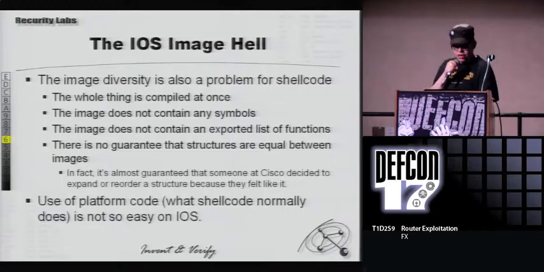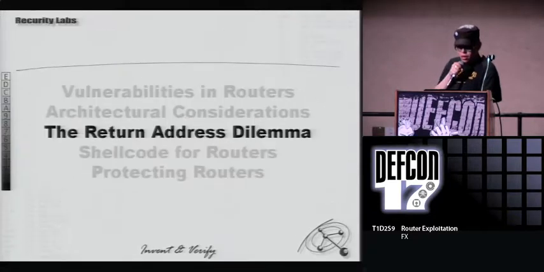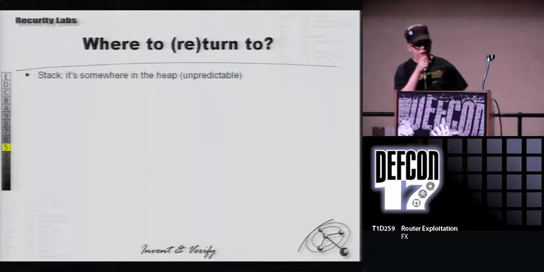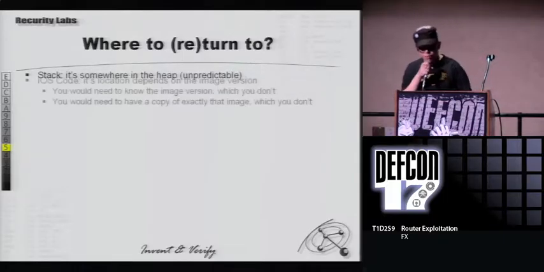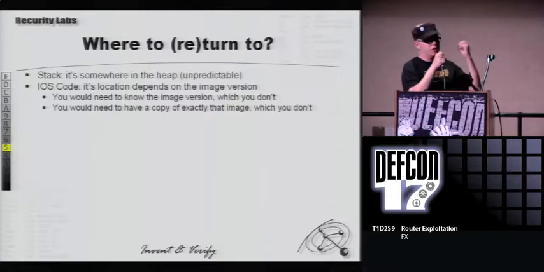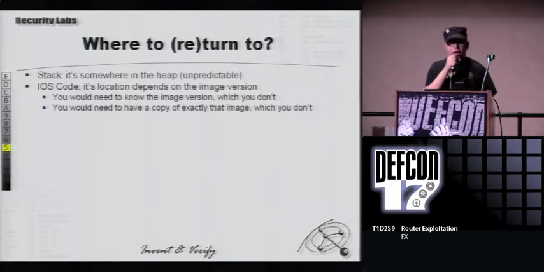So using platform code is actually hard, because we have this return address dilemma first. So where could we return to? Stack, we already discounted. It's somewhere on the heap. It's very unpredictable. iOS code is image dependent. We have a shitload of images, so we have no idea where that should be. You would need to have exact version information for the image, which you don't. And you would also need to actually have that image, because you need to disassemble it and find a function that you want to jump to. So you don't have that either.